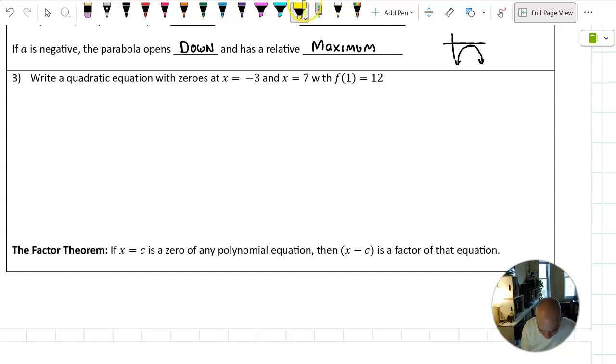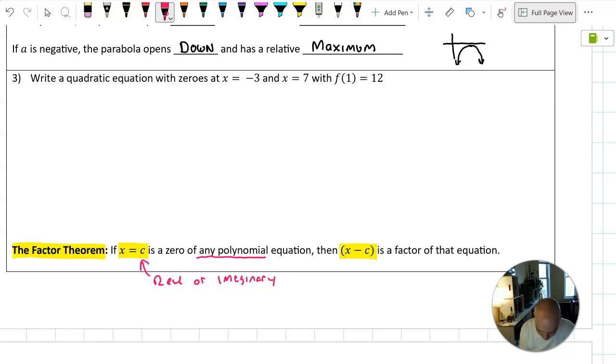The key idea is that we're going to use something called the factor theorem. The factor theorem says that if x equals c is a zero of any polynomial, then x minus c is a factor in that polynomial's equation. Just some fun facts about the factor theorem: this isn't limited to quadratics. It works with any polynomial. And technically, c can be real or imaginary. Now, today we're lucky we have two real zeros. Actually, we have integer zeros, so it's super nice.